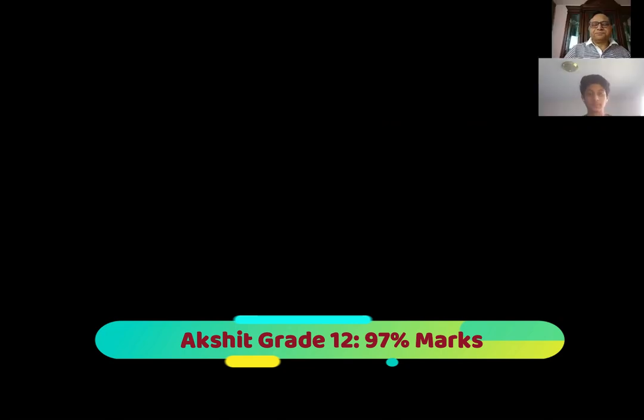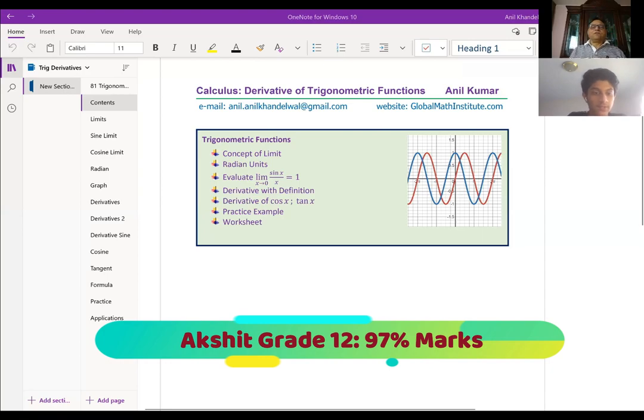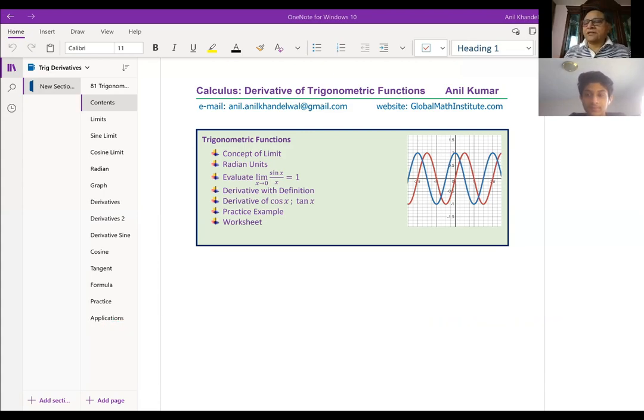Do you see my screen? Yes, sir. I see your screen. Very good. So we're talking about derivatives of trigonometric functions. You can see the sine and cosine graph right there. The red and the blue graphs, the red graph is which graph? The sine graph, sir. And the blue one is the cosine graph, right?